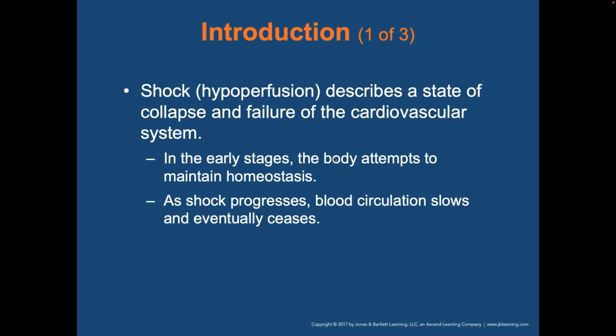All right, so definitions, terms, things you need to know. Shock describes a state of collapse and failure of the cardiovascular system. Another term for this would be inadequate state of tissue perfusion. In the early stages of shock, the body will attempt to compensate by maintaining homeostasis. Homeostasis is a balance of all systems in the body. As shock progresses, however, blood circulation does slow and eventually ceases.